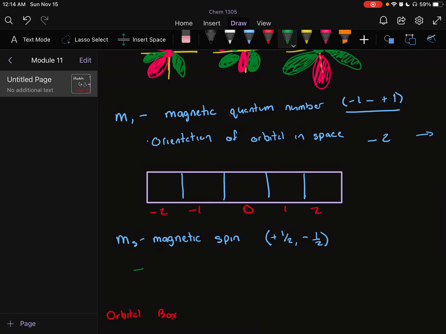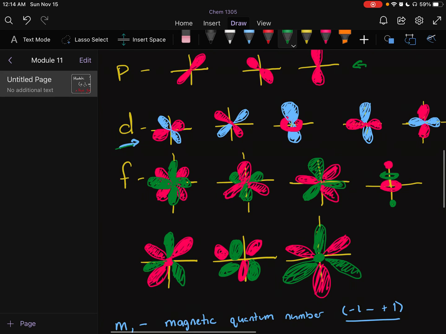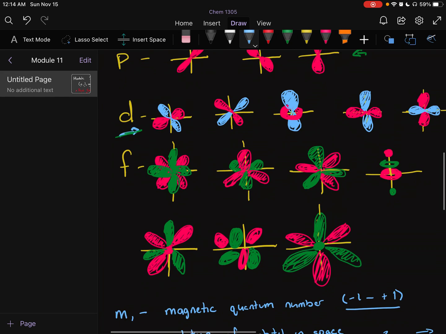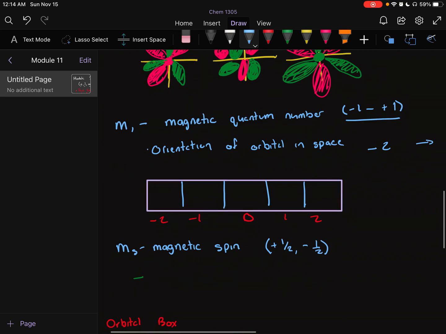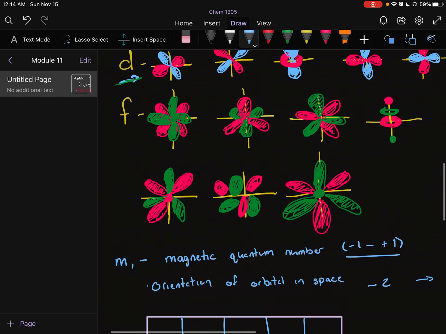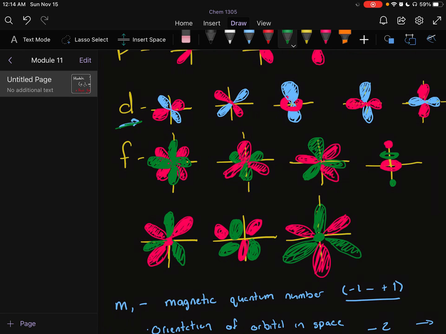ml is the magnetic quantum number, and it ranges from -l to +l. Let's talk about the d block here. The d block has an l number of 2. Notice how ml can range from -2 all the way up to +2. We can split this box into 5 different sections. Why 5? Notice how many orbital shapes we have: 1, 2, 3, 4, 5. Or if you want to be specific, -2, -1, 0, 1, 2.